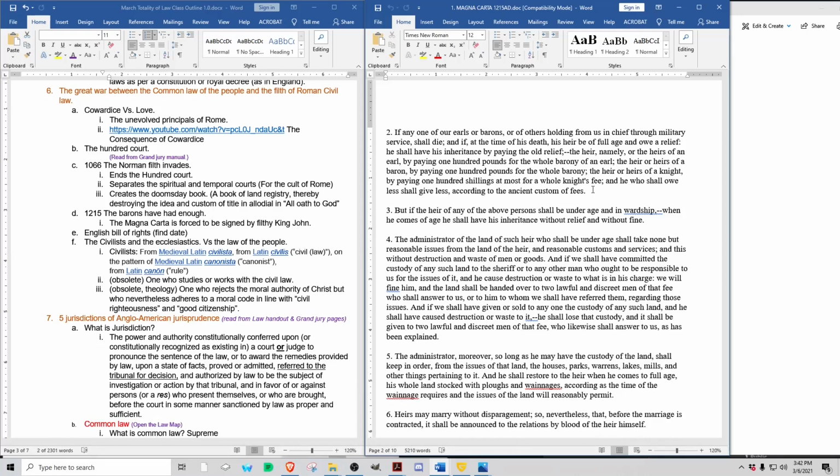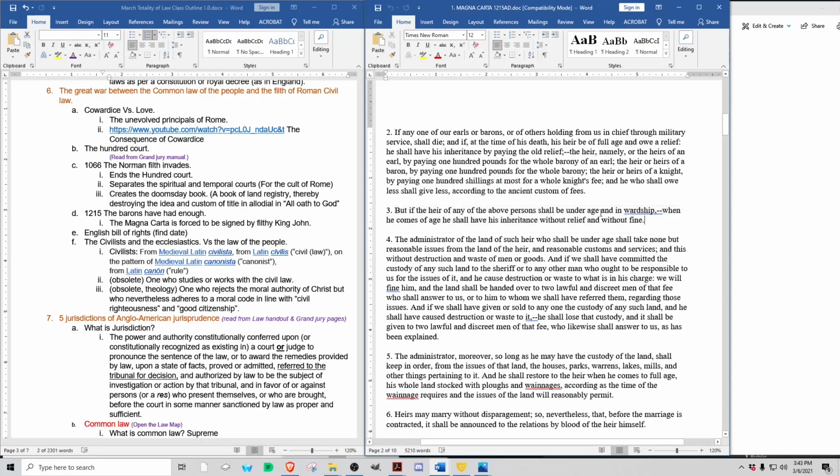Now, this ancient custom of fees in feudalism, this is an aspect of pledging. Okay, this gets into what the Edward Mandell House quote was all about, right? Number 3, if the heir of any of the above persons shall be under age and in wardship, when he comes of full age, he shall have his inheritance without relief and without fine. What does that mean? It means you don't get the right to come in here and take what's not yours.